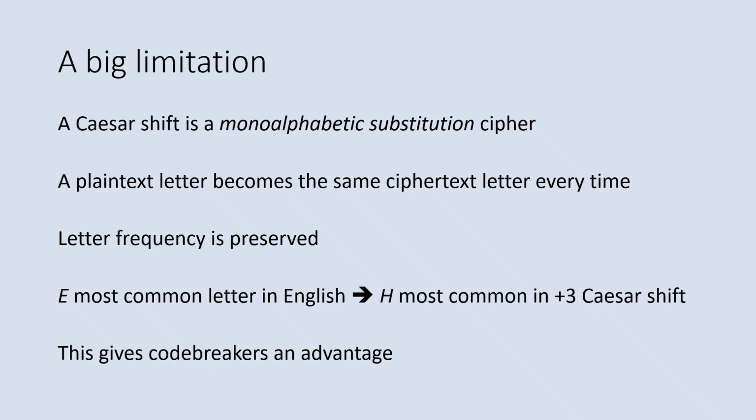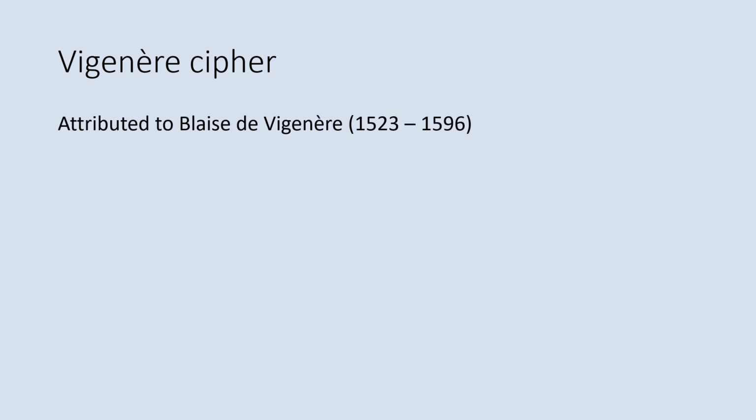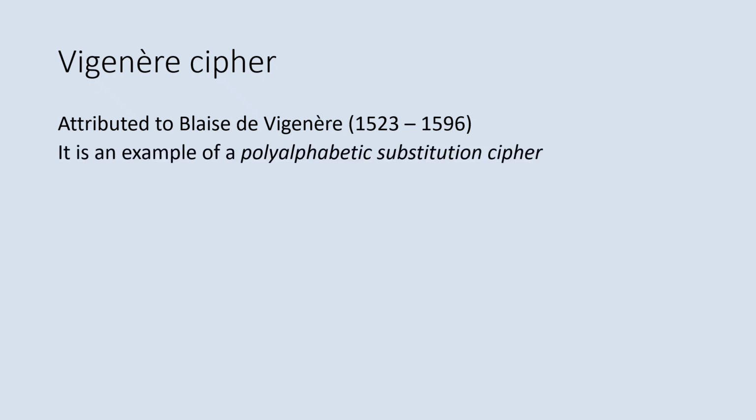Well, the Caesar shift from about 2,000 years ago or so, people realized, okay, this isn't as good as it could be. And so in the 16th century, the Vigenère cipher, attributed to Vigenère, is an example of what's called a polyalphabetic substitution cipher. So we're going to see what this means. Instead of monoalphabetic, this is polyalphabetic.